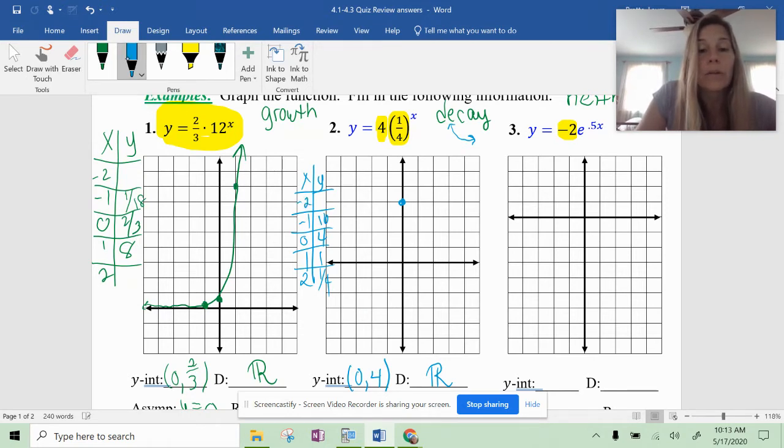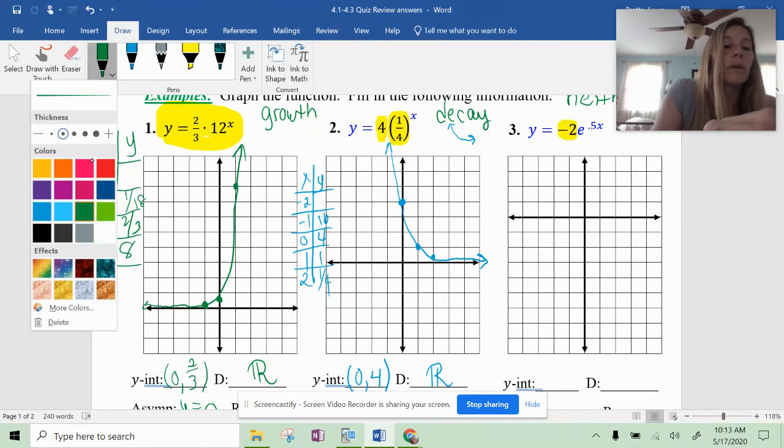So -2 is going to be off the graph anyway. So -1 and 16 is way off the graph somewhere. 0, 4, 1, 1, and then 2 and 1/4. So you can get the idea that the graph is going to look something like that.